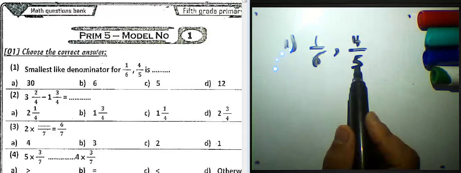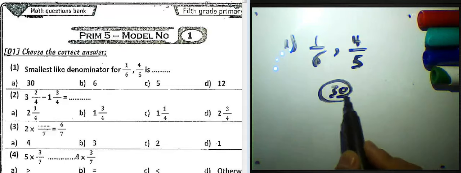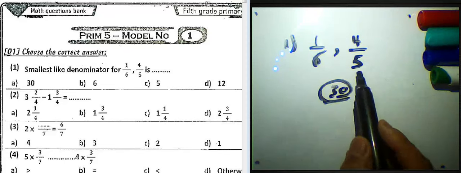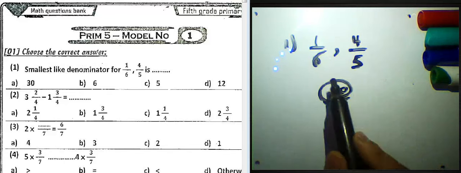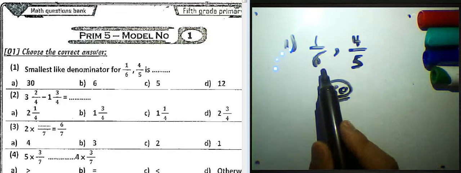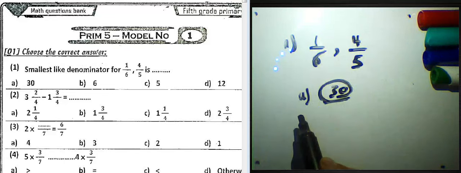6 can't be divided by 5, so 6 times 5 equals 30, because 5 is a prime number. A prime number has only two factors: it can be divided by itself and by 1 only. 5 is a prime number, so we can find the least common multiple of 6 and 5 by multiplying them. 6 times 5 equals 30. You must choose letter A for question number 1.